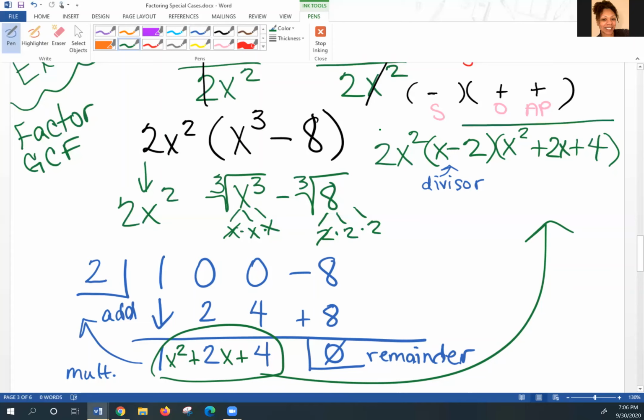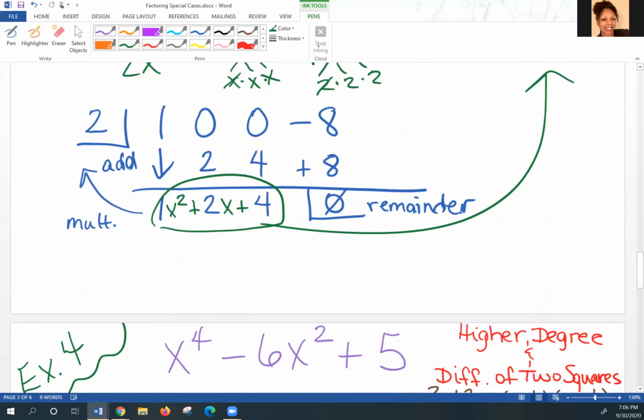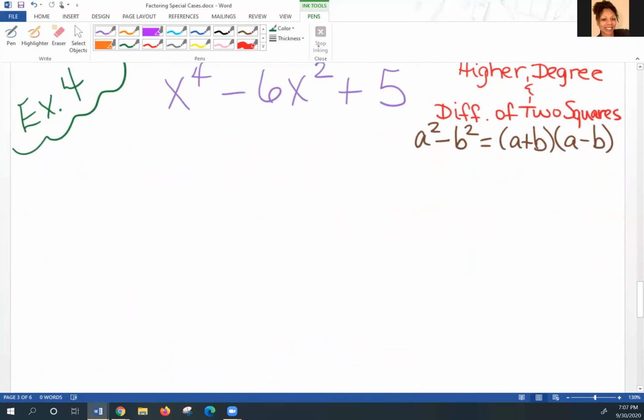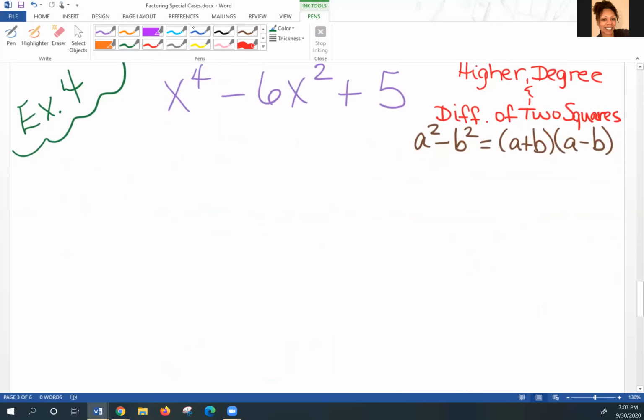So that's another way, if you wanted to use your synthetic division to find that trinomial, to double check your work. X times x squared is x cubed, and then negative 2 times positive 4 is negative 8. And then you can distribute it all the way out, and you'll see that it's going to end up canceling that middle term, and it'll end up just being this x cubed minus 8. So I just wanted to show you that way as well, in case you wanted another way of doing these type problems.